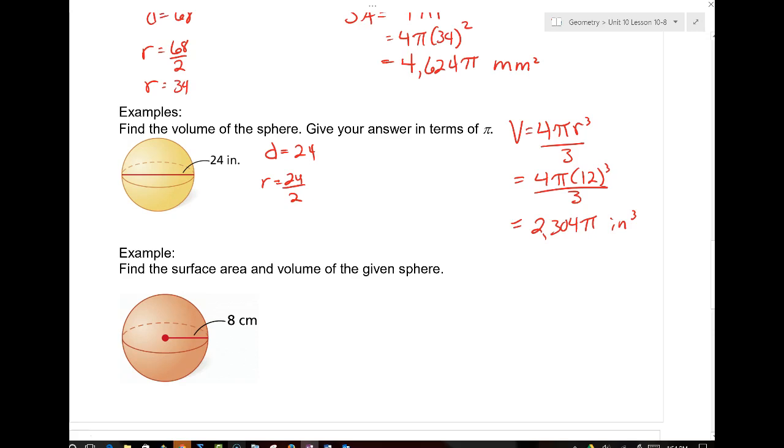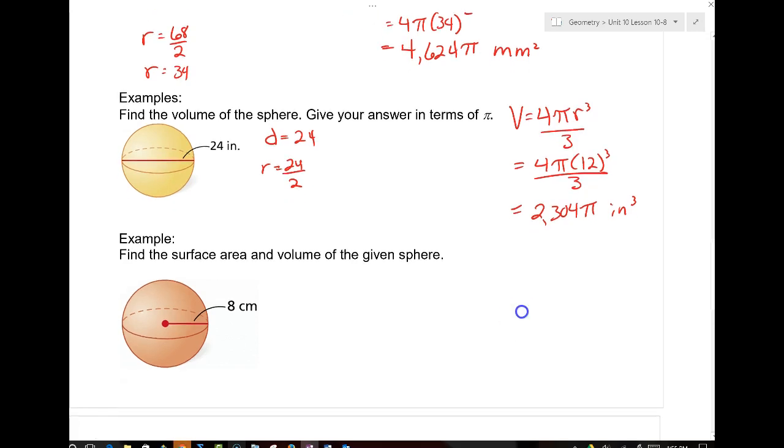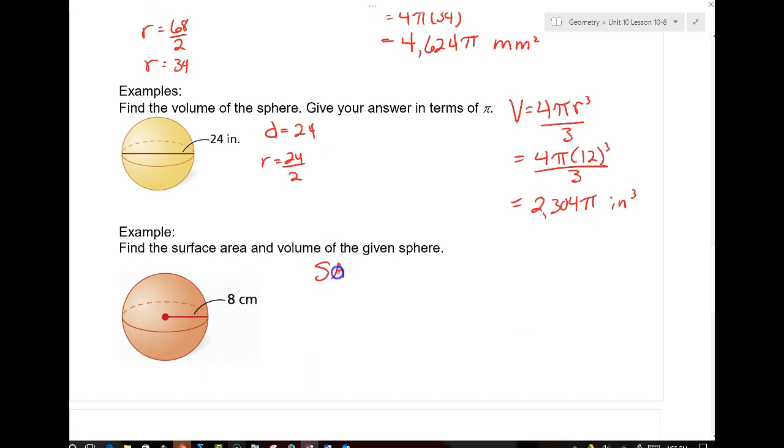Find the volume and the surface area of the sphere. Make sure you show your work directly below your formulas. Some of you still have to get in the habit of actually writing your formulas down, right? Make sure we show it.